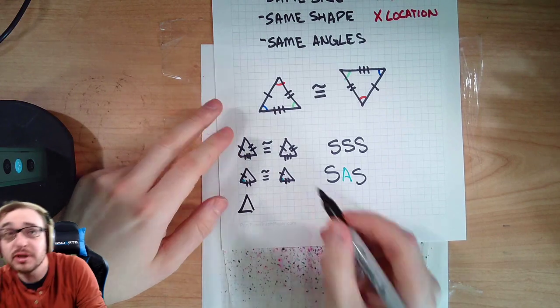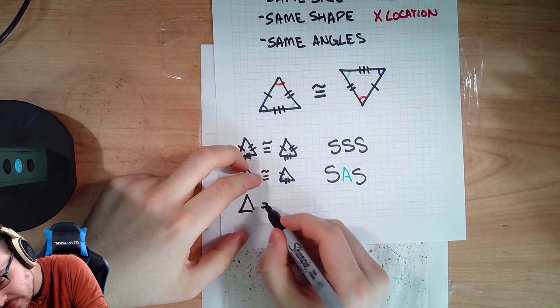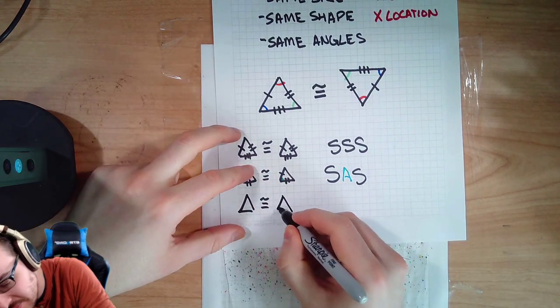Another shortcut, and again, this is much better because I only need to know three things, and I can get all six for free, right? Because then after I know they're congruent, I can go in and mark all the rest of the angles and sides and know that they're the same.